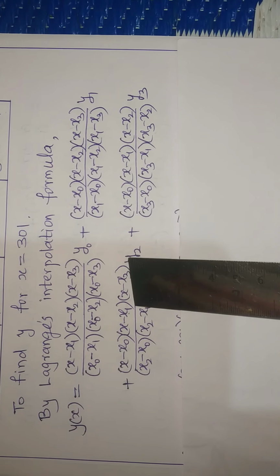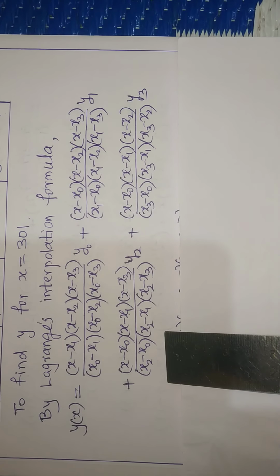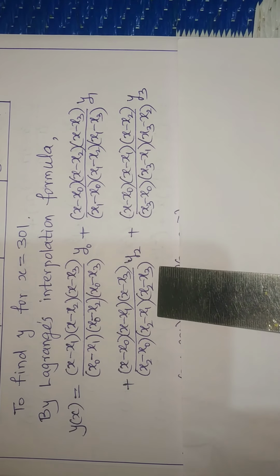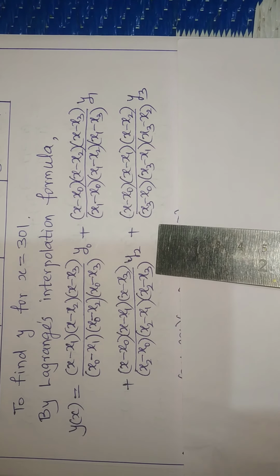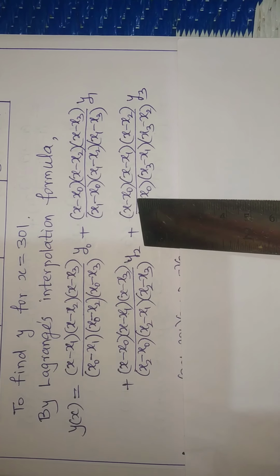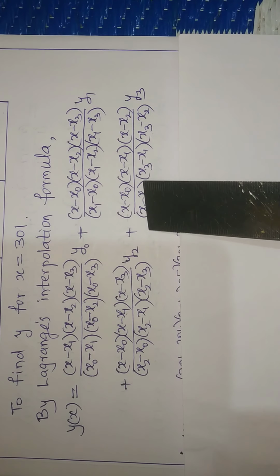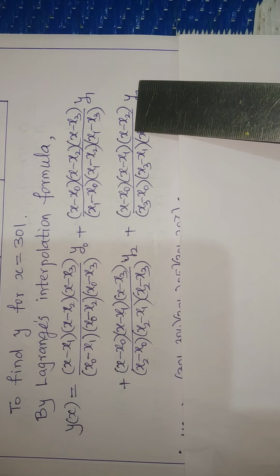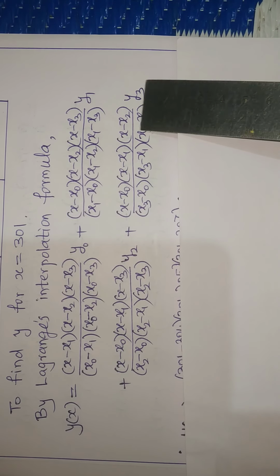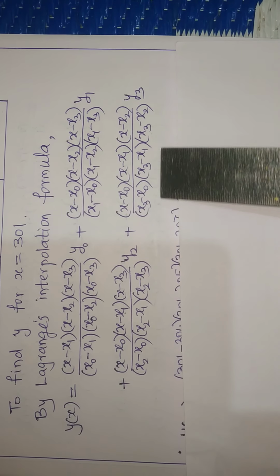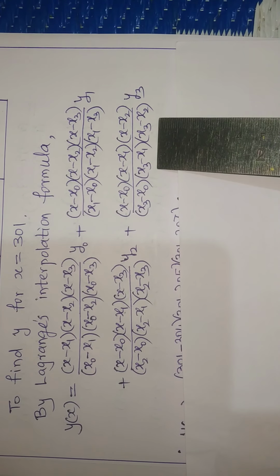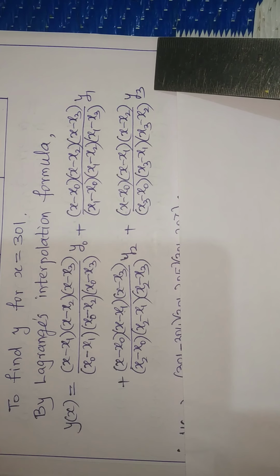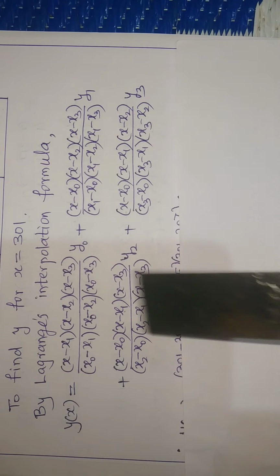Then x minus x0, x minus x1 into x minus x3. We skipped x2 here and the denominator is x2 minus x0 into x2 minus x1 into x2 minus x3 multiplied by the functional value of x2, that is y2, plus x minus x0 into x minus x1 into x minus x2. We skipped x3 here and in the denominator x3 minus x0 into x3 minus x1 into x3 minus x2 multiplied by the functional value y3. Now let us substitute all those values.